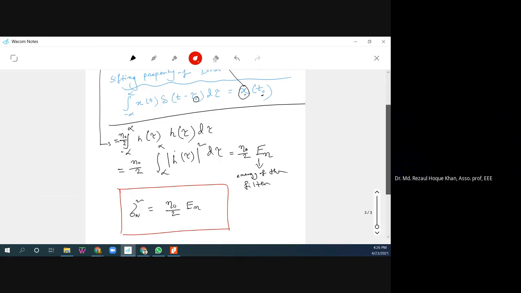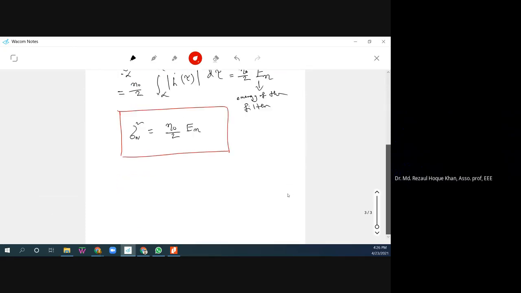Okay, so we have derived the signal power, and we have derived the noise power. Now we can derive the signal to noise power ratio. We will derive it in the next class or next lecture.